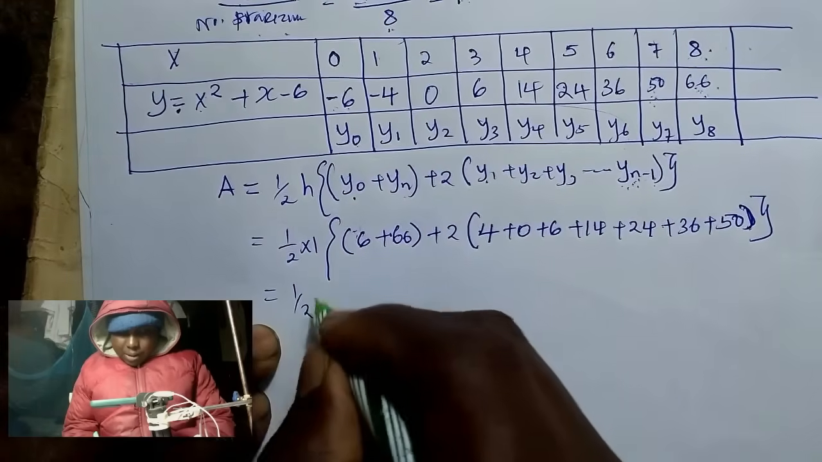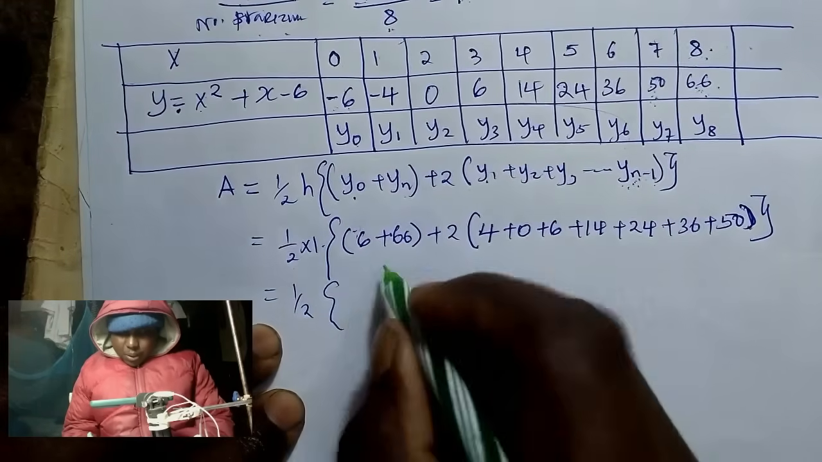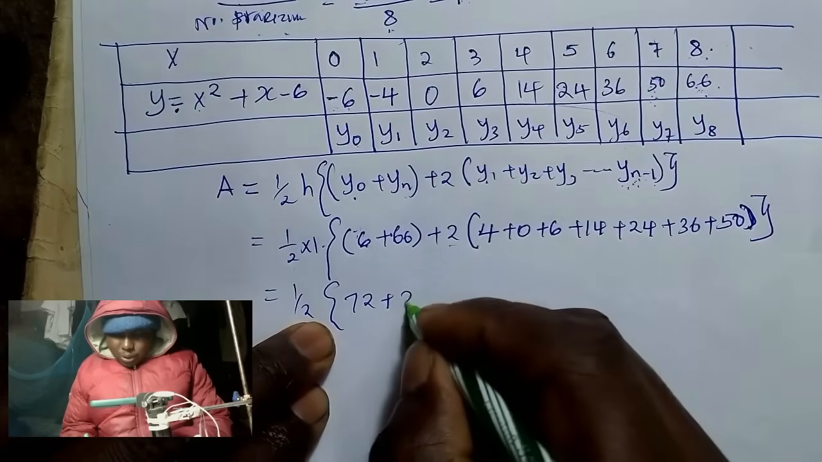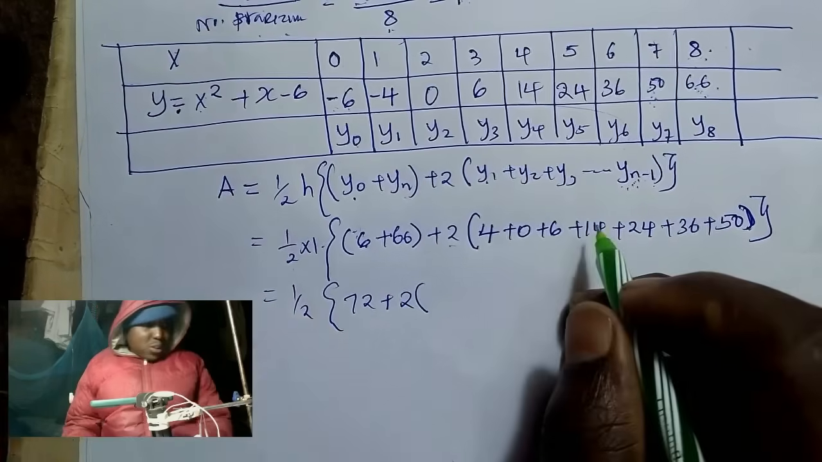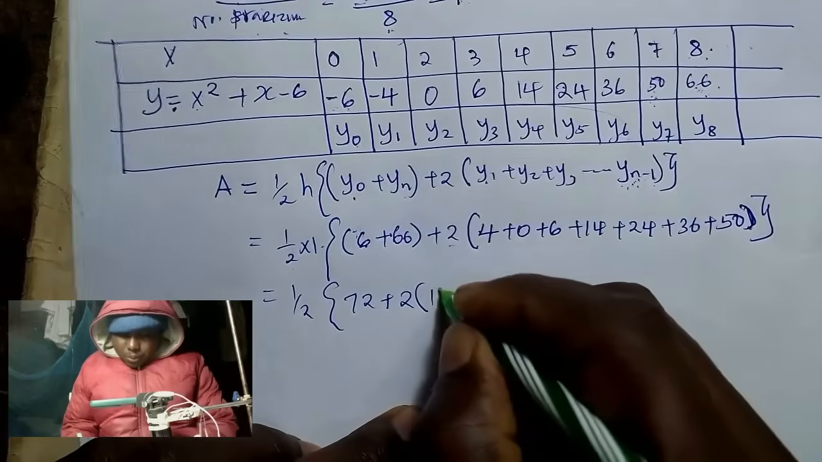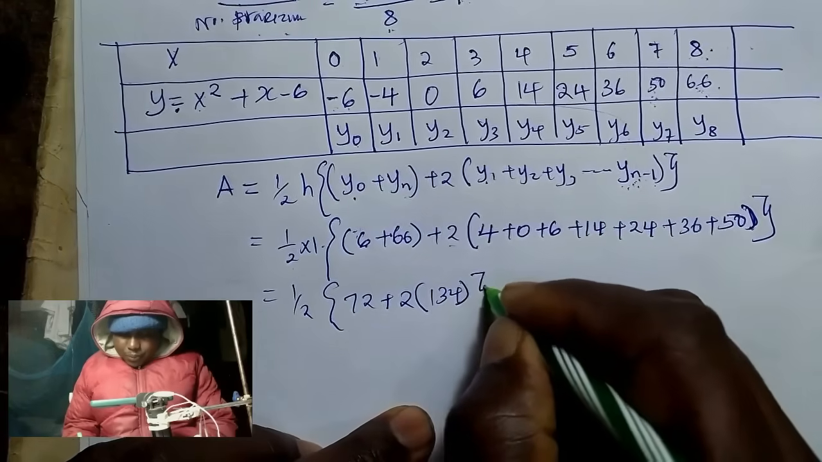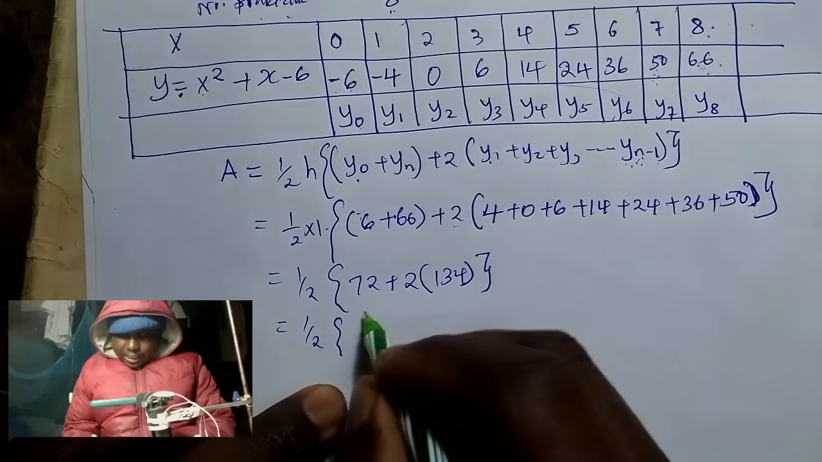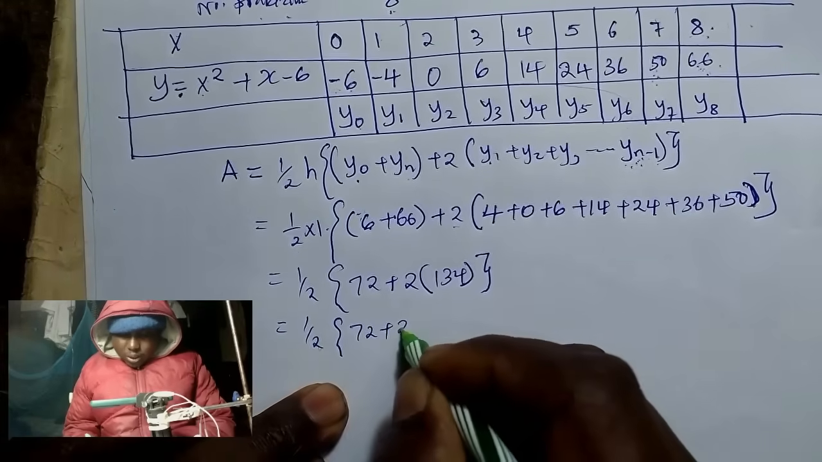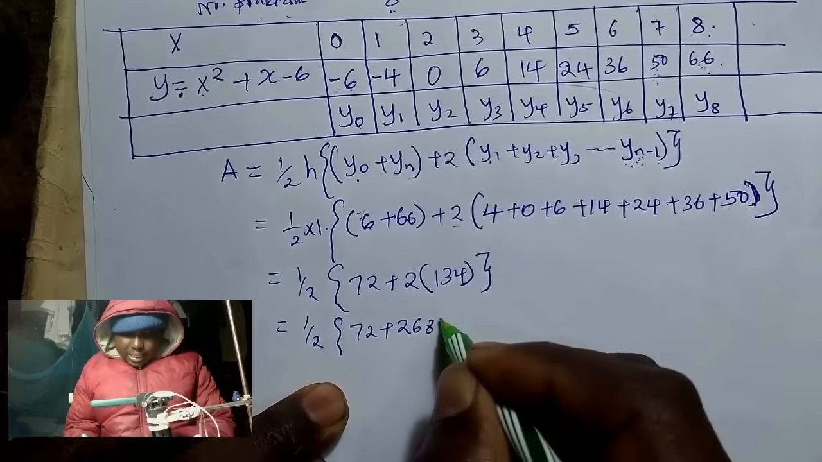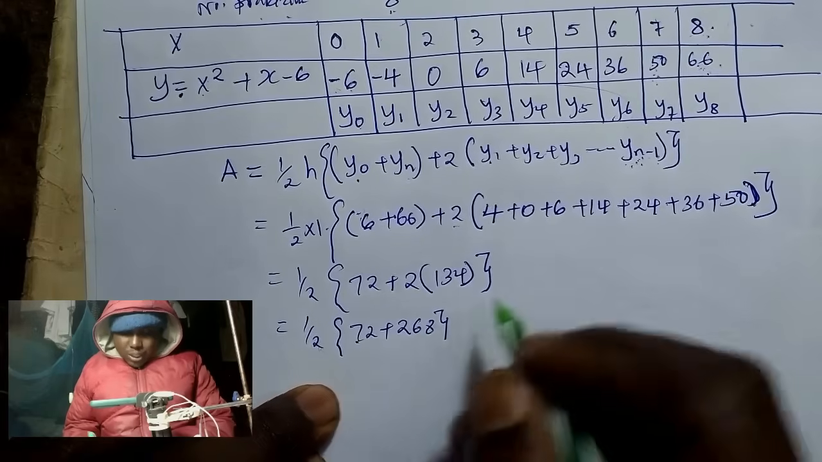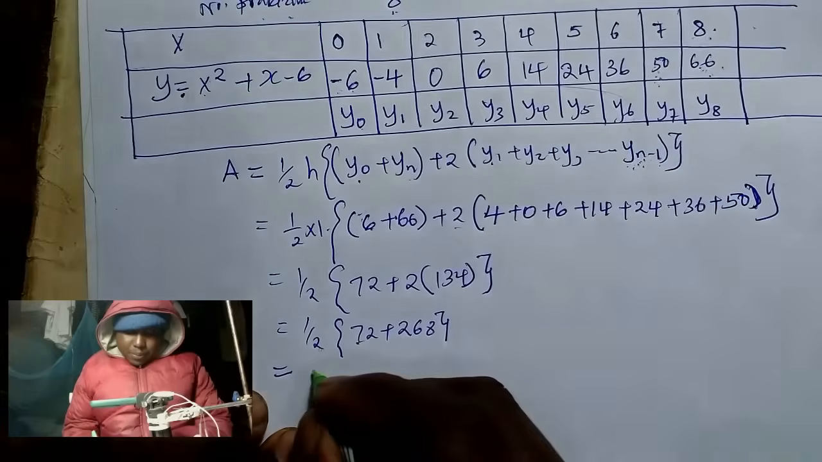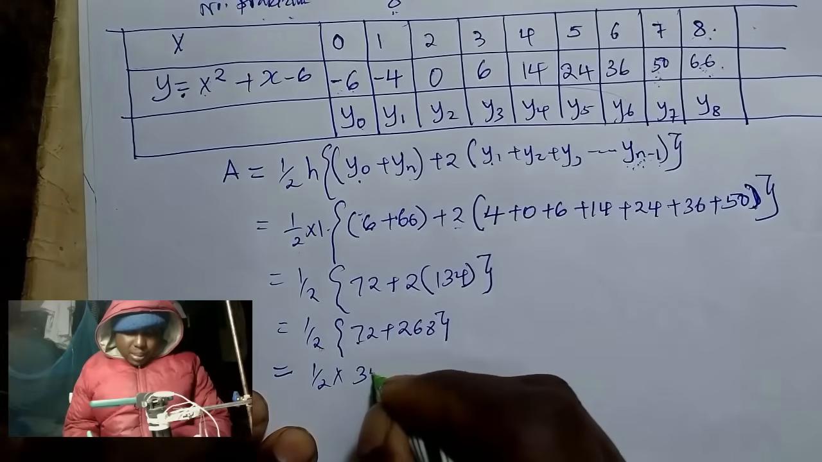This is the same as a half. Half times 1 is a half. So this one is 72 plus, multiply everything here. This is going to be 2 into, when you add all these you get 134. This is equal to a half, big bracket, 72 plus 268. So you finish everything in the bracket before you come outside. And this one will be a half times 340.